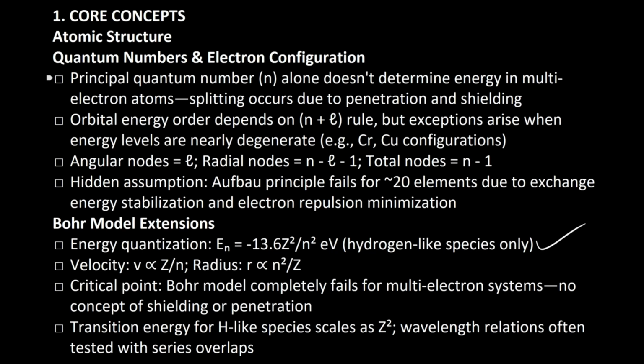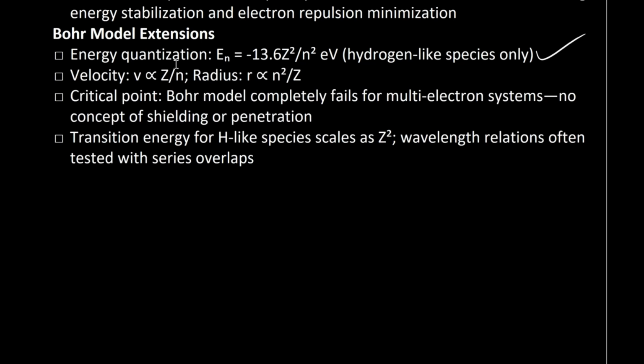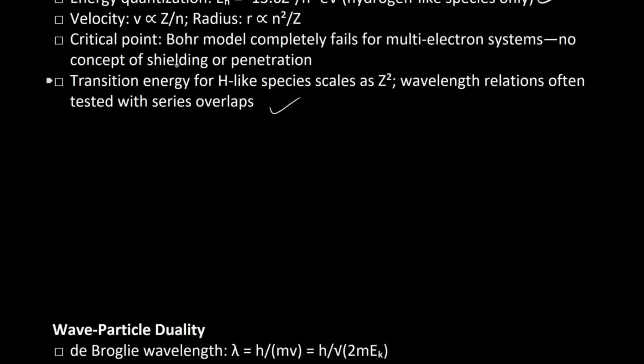Okay, then orbital energy order depends on the n plus l rule, Aufbau rule, but exceptions arise when the energy levels are nearly degenerate, like chromium, copper, those exceptions. Angular node, radial nodes, and total nodes type of question. And we have these Bohr model extensions like En is equal to minus 13.6 Z square by n square for hydrogen-like species, and the velocity, radius related equations, how they are proportional. Right, the transition energy for hydrogen-like species scales as Z square, and the wavelength relation is often tested with their series overlaps. Okay, that type of question can be asked.